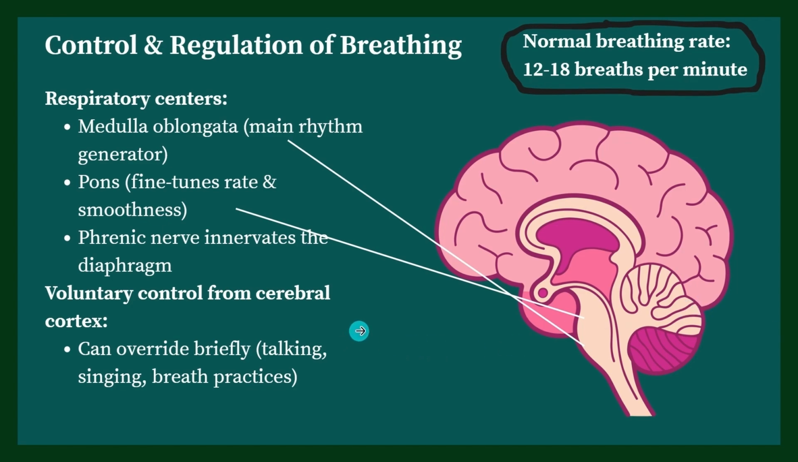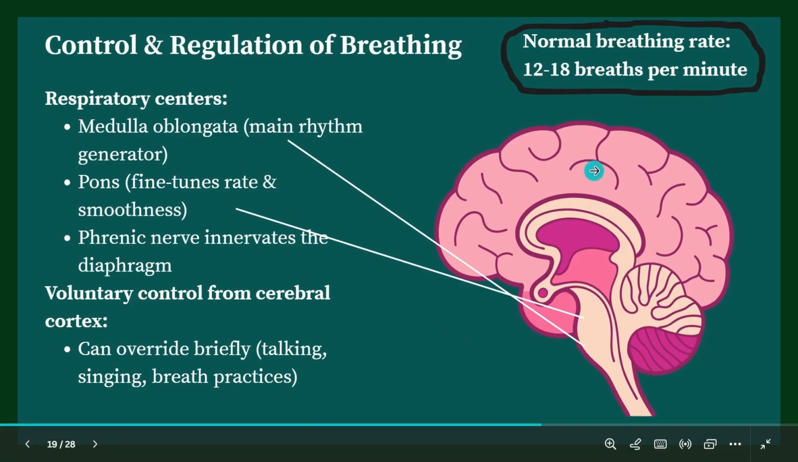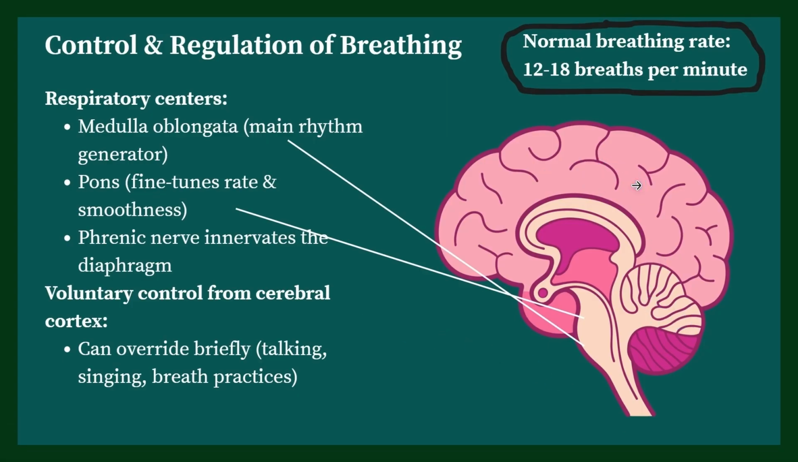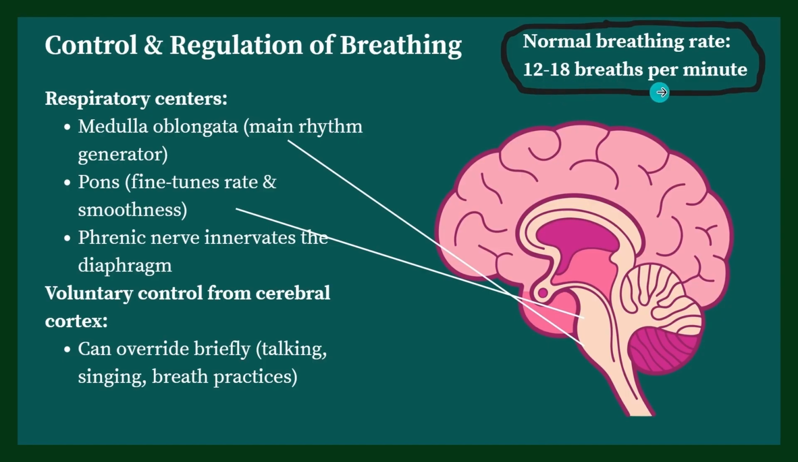So voluntary control from the cerebral cortex, which is in the actual brain part, can override the involuntary nature of breathing so that you can talk or sing or do breath practices. Normal breathing rate is 12 to 18 breaths per minute. That's an important thing for the MBLEx.